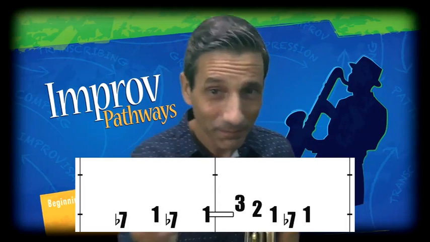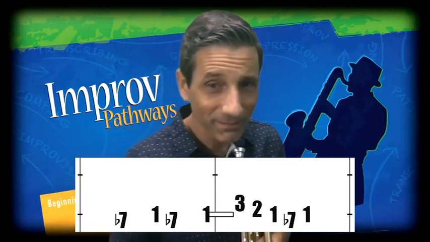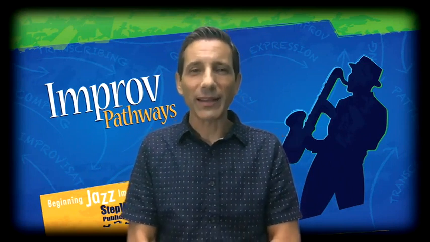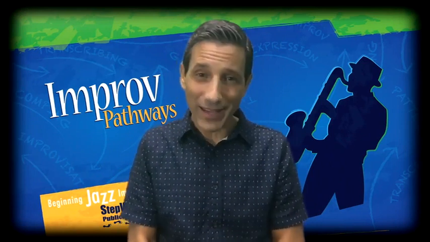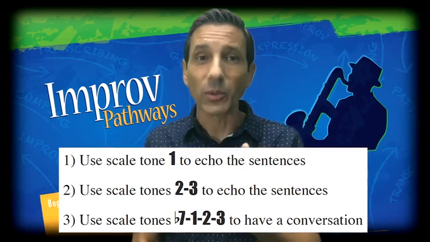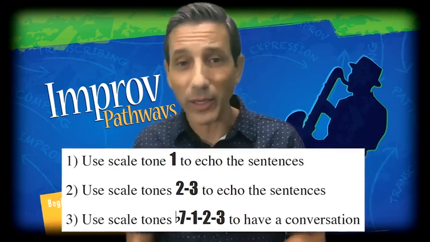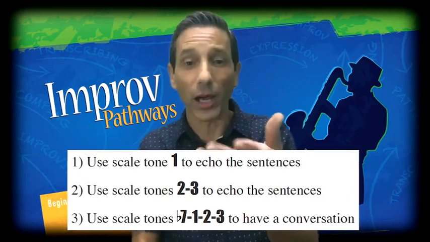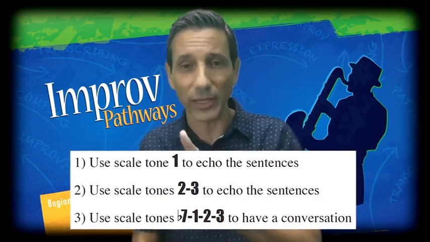Last chance. All right, now let's jump into our second strategy for how to improvise a solo, how to build a solo, and that is rhythmic playing. Let me just give you an overview of what we're going to do here. First, you're going to use just scale tone 1 to echo the sentences that you hear. So you're just going to repeat what you hear with the voice, except you're going to play it on your instrument. So get ready to play that in just scale tone 1.